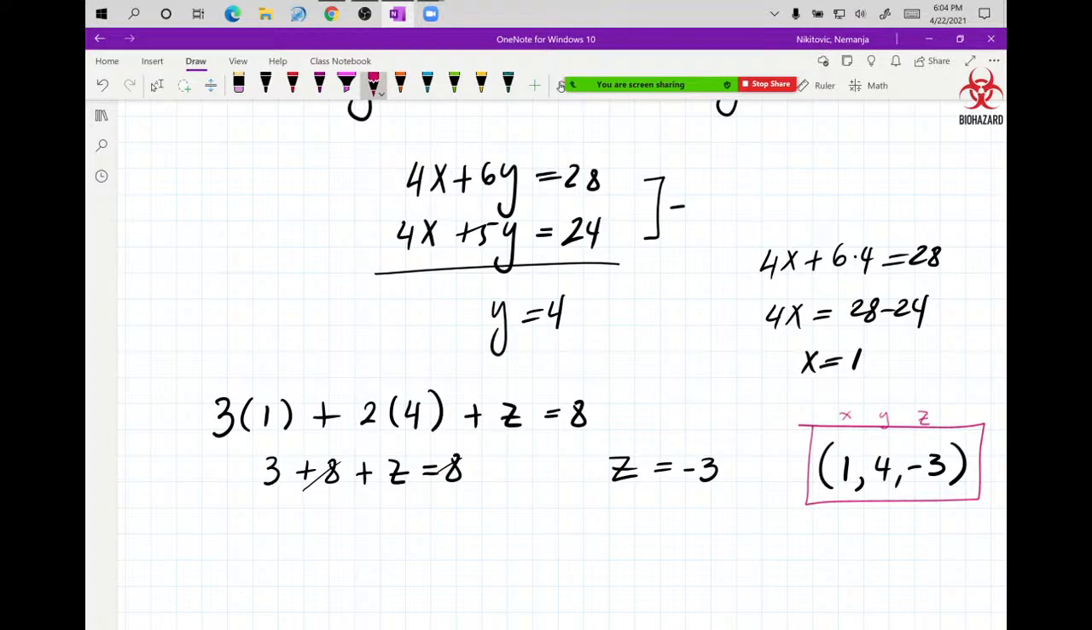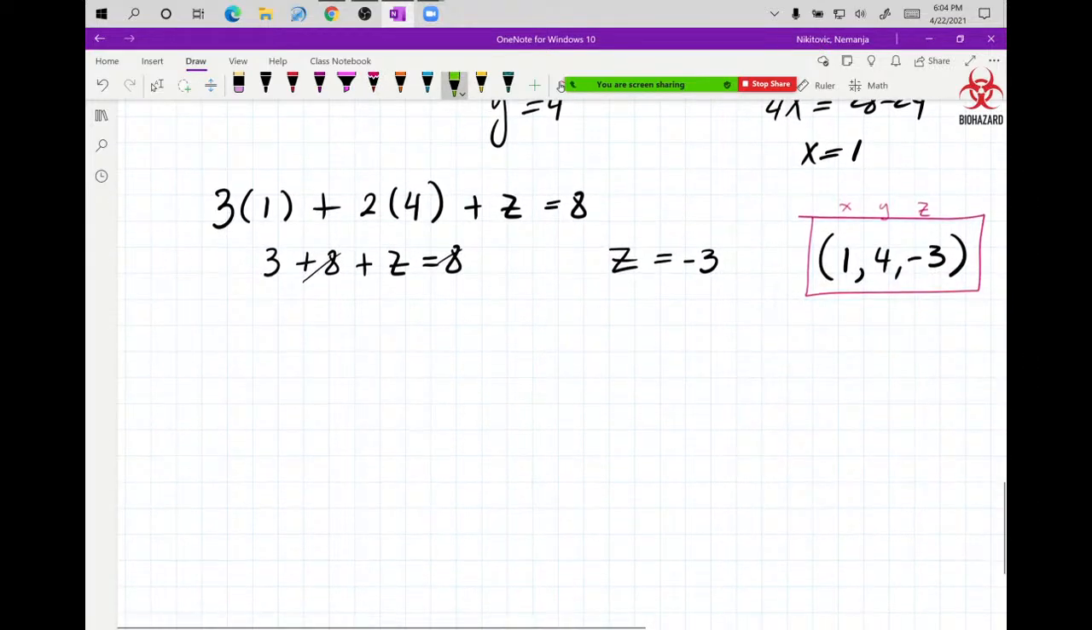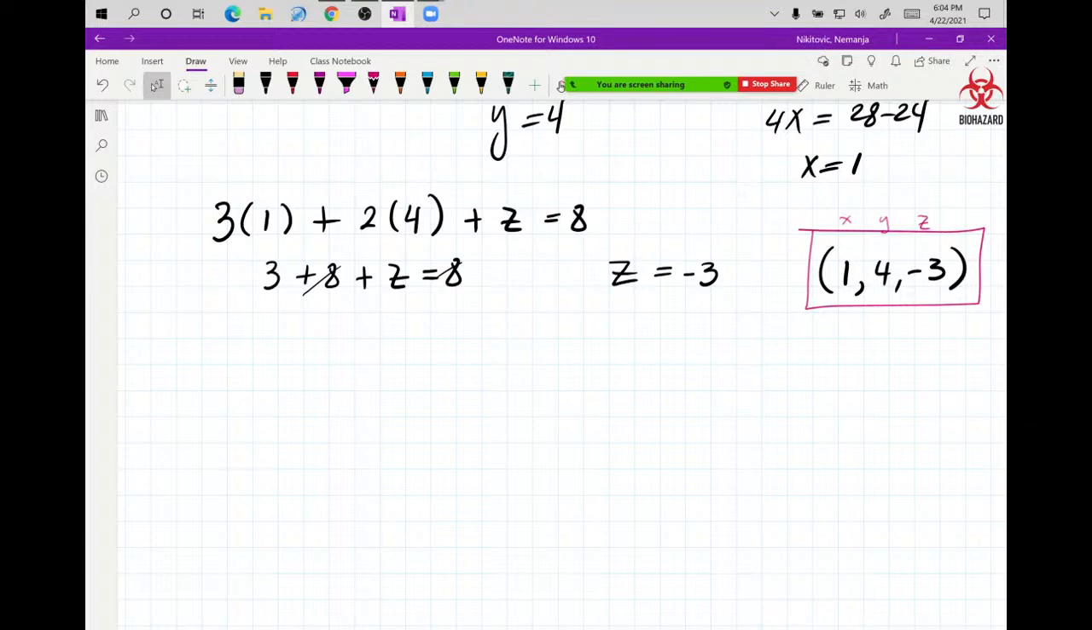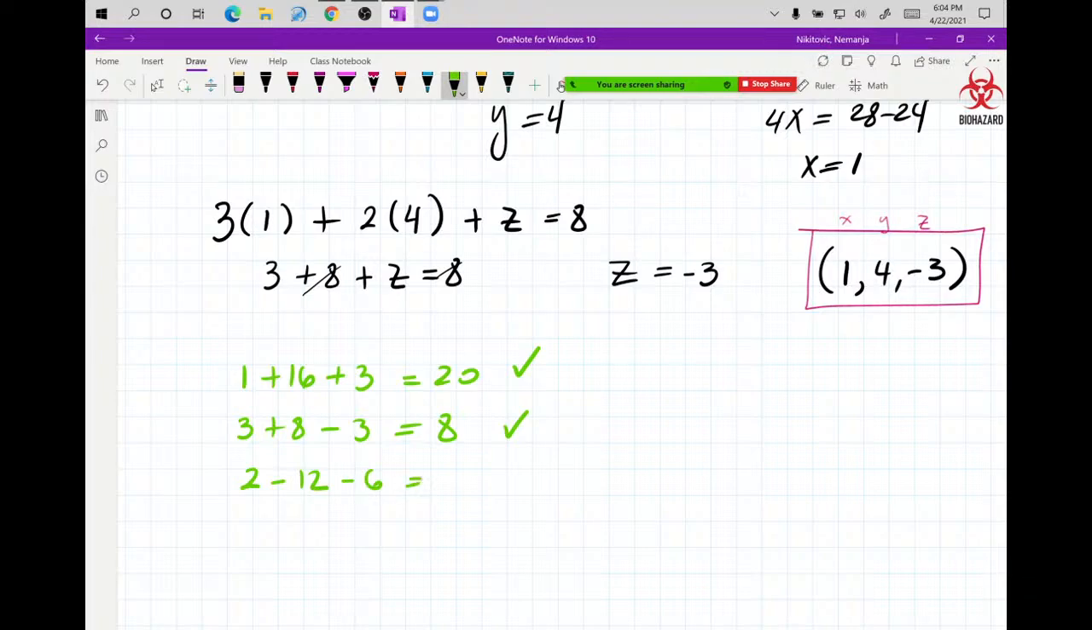Now, if you care, you can check, make sure that it's good. For that, you plug all of these variables in and make sure they're equal to 20, and then 8, and then negative 16. So x plus 4y minus z, that's going to plus 3, equals 20. Okay, that one is good. Then 3x plus 2y plus z, that's minus 3, is equal to 8. That's good as well. And then 2x minus 3y plus 2z, that's a minus 6. And that's going to be negative 16. Good. They all worked out. The solution worked out in all three equations, which means that this is the solution to the system.